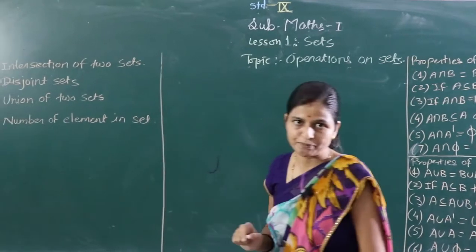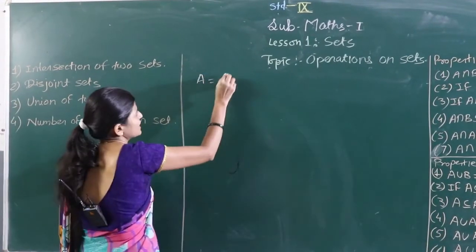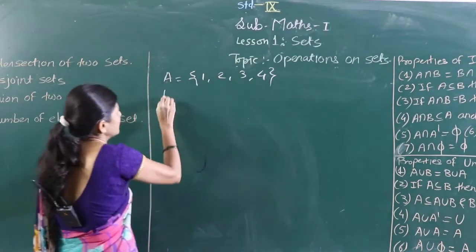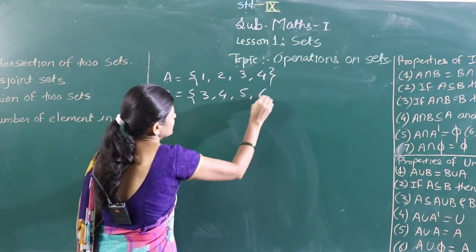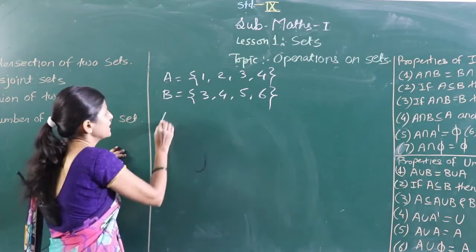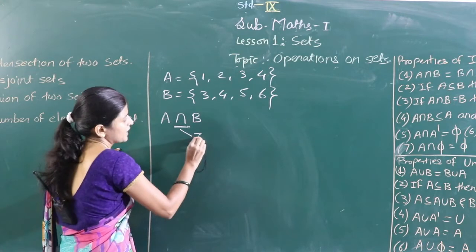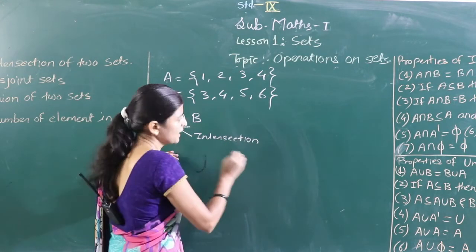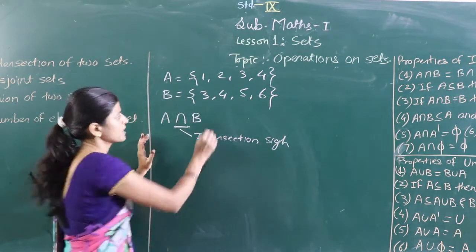Intersection means common. Suppose we consider two sets, set A equal to 1, 2, 3, 4 and set B whose elements are 3, 4, 5, 6. And we have to find out the intersection of these sets. This sign is nothing but the intersection sign. Intersection is denoted by this sign. And we have to find out A intersection B.